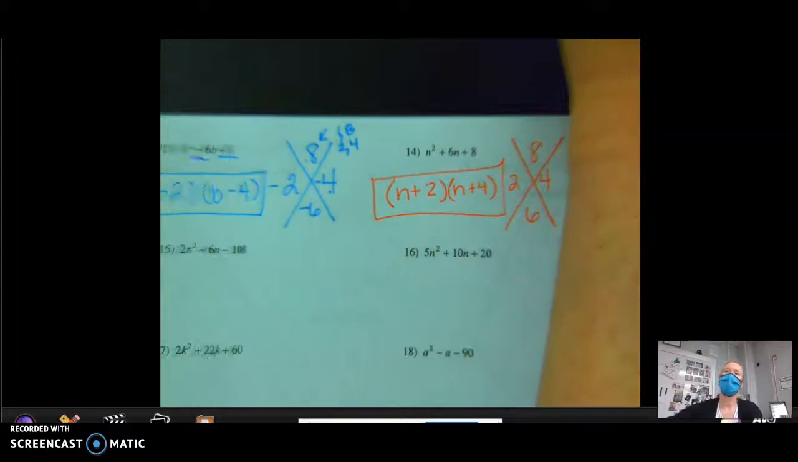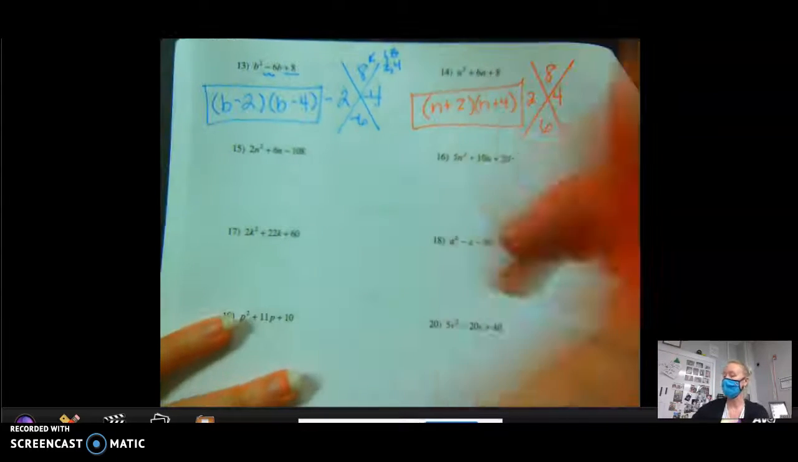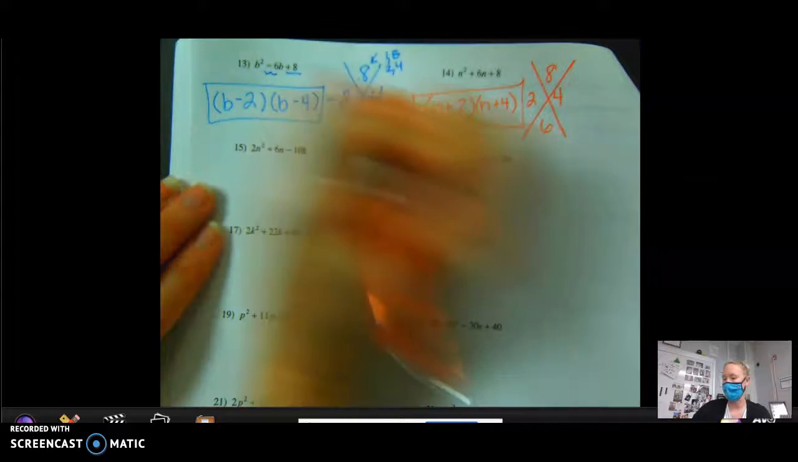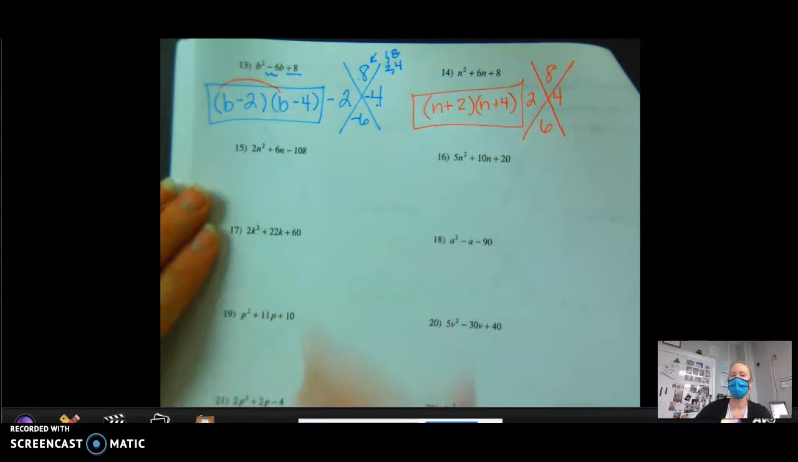Yes, ma'am. Nope. Because if I were to FOIL this, like what we learned last unit, if I do b times b, I'm getting b squared. That's where that comes from.